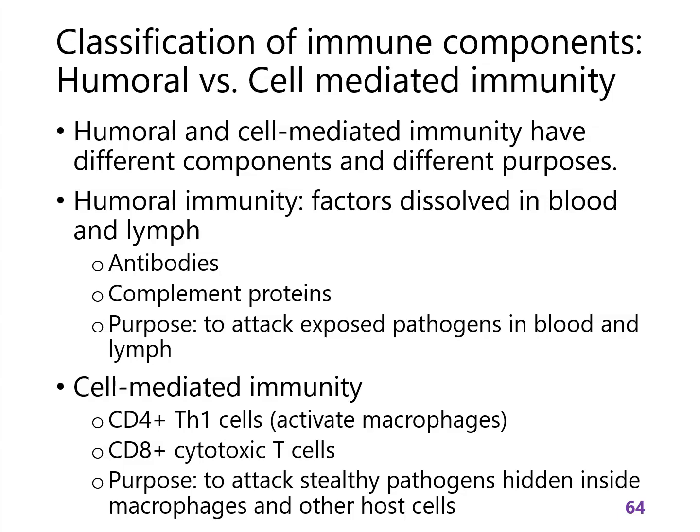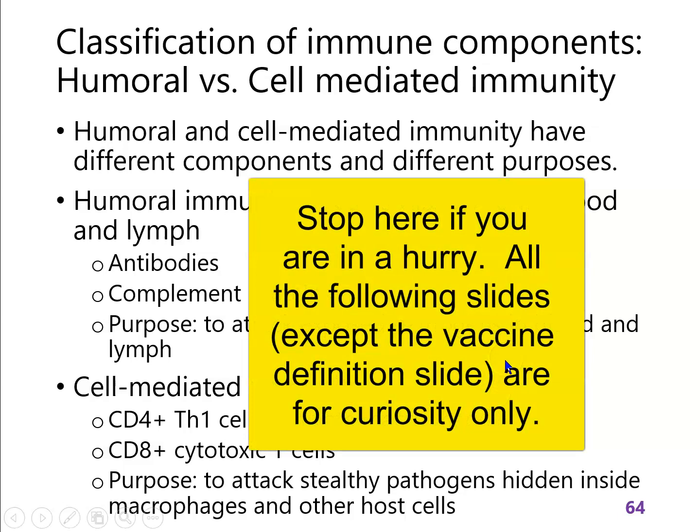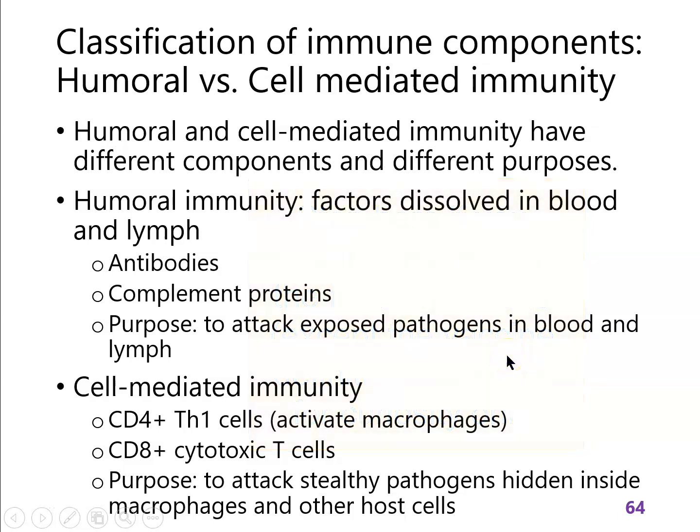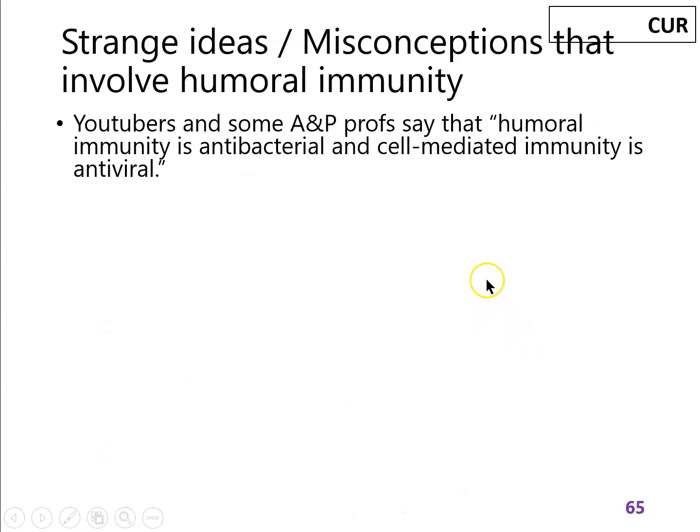Cell-mediated immunity could be seen as a way to find stealthy pathogens that are hidden inside cells. So viruses, for example, are often controlled by cell-mediated immunity. So I bring this up partly because if you look for resources for learning the immune system, you will hear oversimplifications. You'll hear these strange things that I've seen looking for videos that could be useful. And you'll hear YouTubers say this, and you'll hear some A&P professors say that humoral immunity is antibacterial and cell-mediated immunity is antiviral. That is an oversimplification of both of those things.